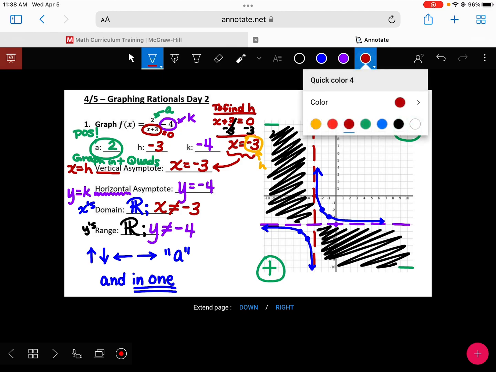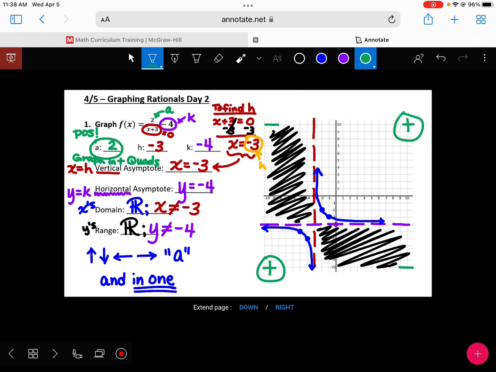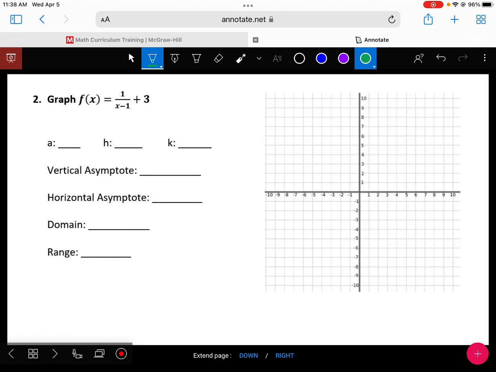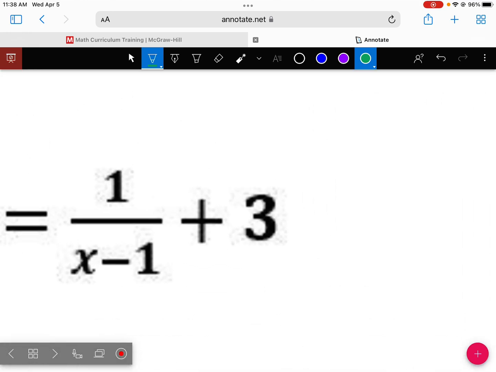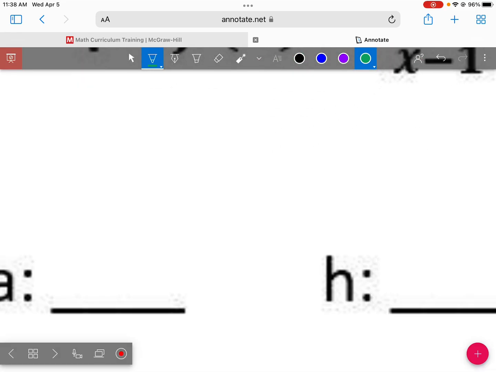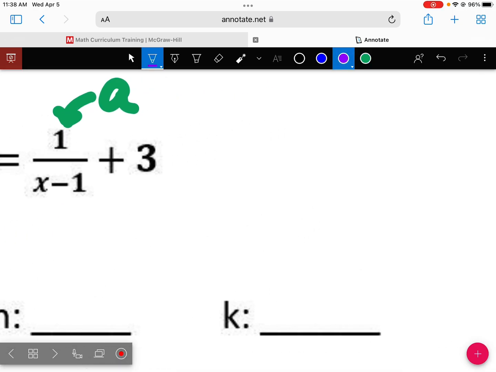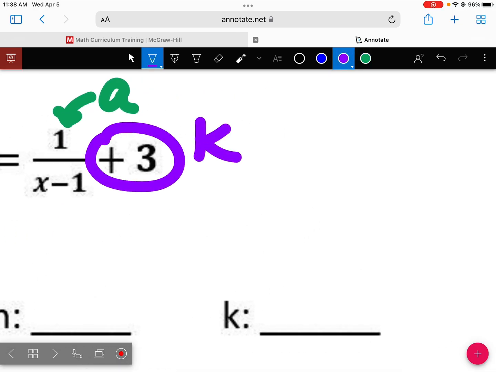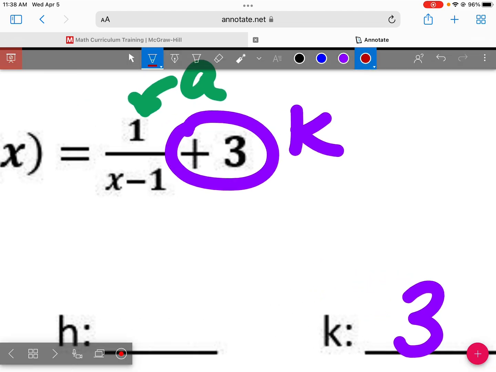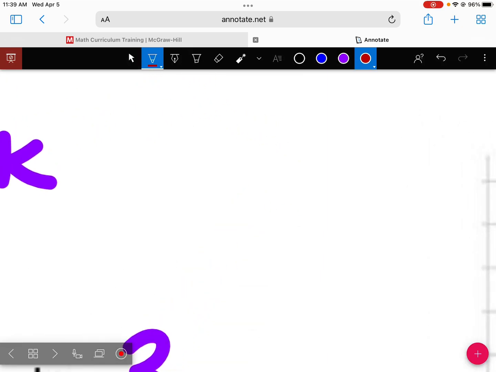We're going to start off by identifying A, H, and K. A is 1. So here's A. Let's do K next, because K is pretty easy. K is 3. How do I figure out H? Get X by itself. Where is X right now? Denominator. Take this denominator, set it equal to 0.